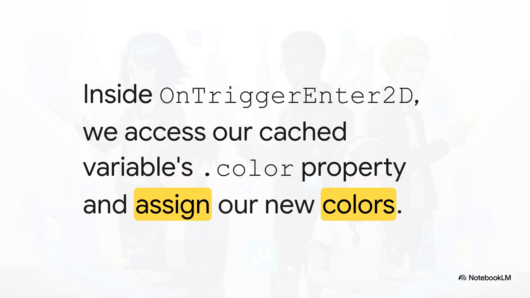Look how clean this is. SpriteRenderer.color equals hasPackageColor. We're using our stored reference, using the dot to access its color property, and simply assigning it the color we picked in the inspector. Then, when we deliver the package, we do the exact same thing to set it back to the noPackageColor. That's it. All that setup makes the actual logic incredibly simple and efficient.